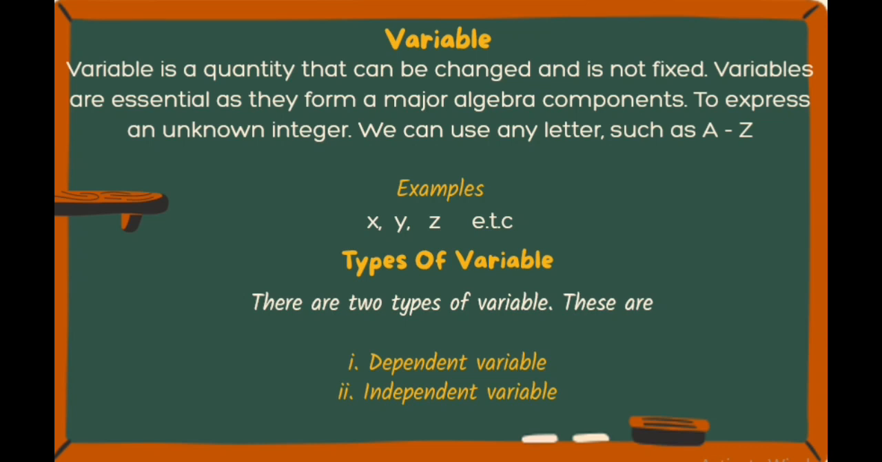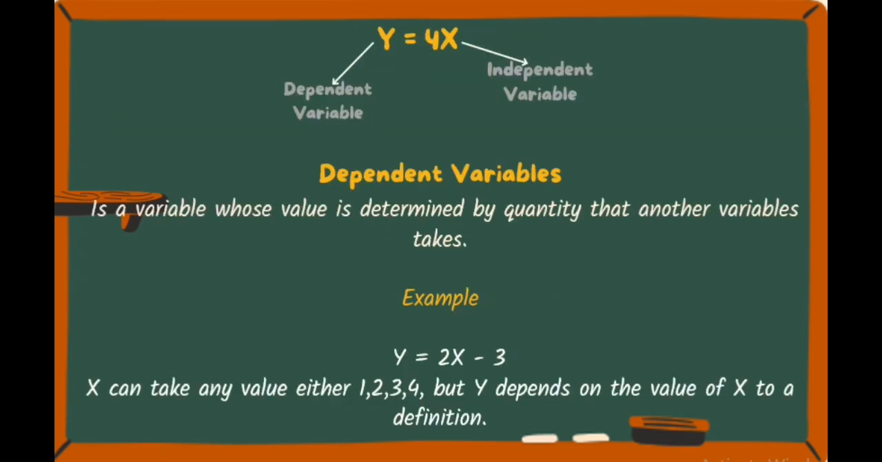So we have types of variables. Basically, we have 2 types of variable. The first one is the dependent variable. The second one is the independent variable. A dependent variable is a variable whose value is determined by the quantity that another value takes. Example of this, when we have y equals 2x minus 3, x can take any value, either 1, 2, 3, 4, but y depends on the value of x to take a definition.